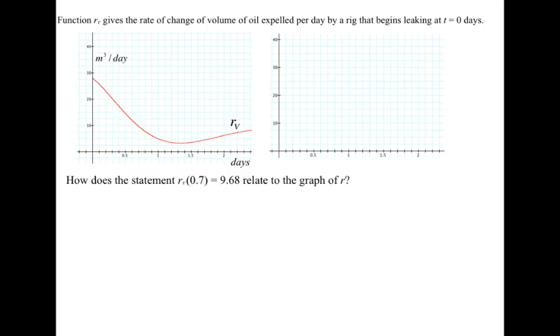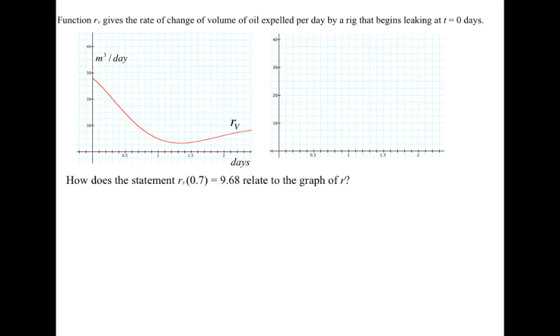So it's asking, at 0.7 days, what is the rate of change of the volume expelled? Okay. And that's going to be 9.68. Right, and how does that relate to the displayed graph? Straight is the one we drew after? No, the rate graph. How does that statement relate to what's the relationship between those two things?